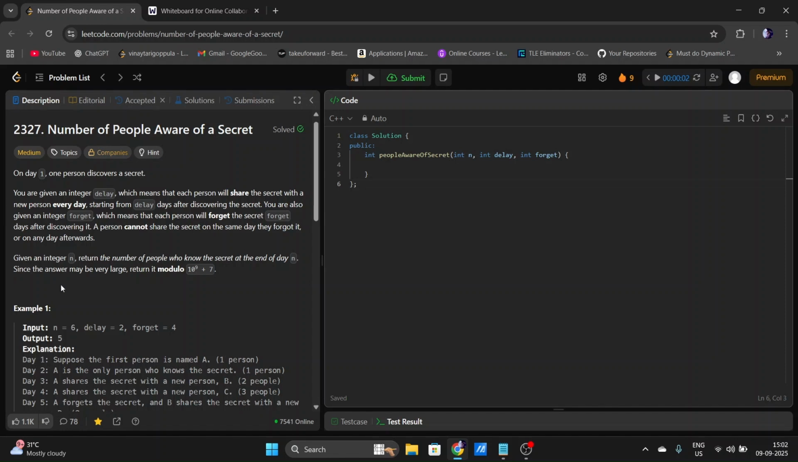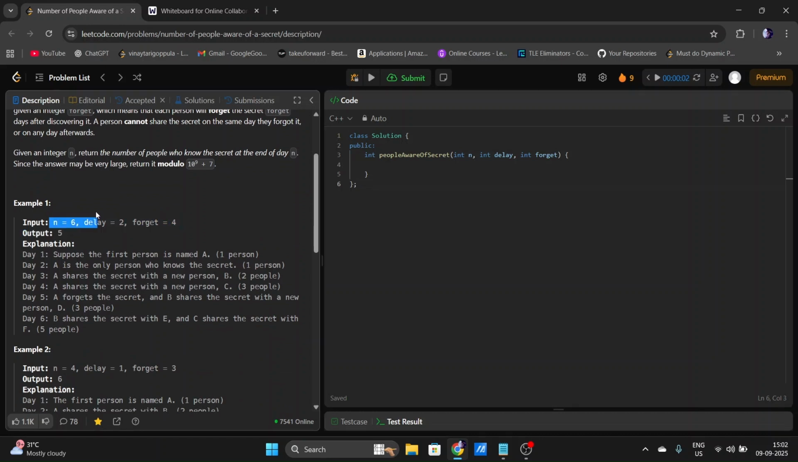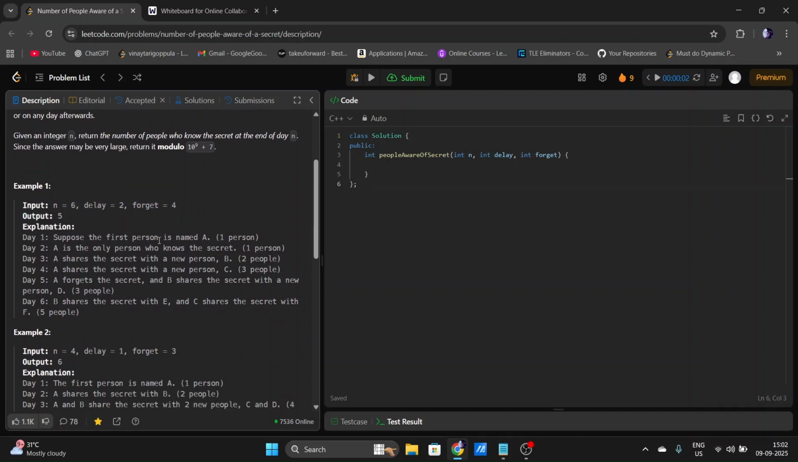As you can see here, n equals 6, delay equals 2, forget equals 4. On the first day, the first person, named A, will know about that secret. A is the only person who knows the secret on the second day. He can't share that secret with others because delay is 2. On day 3, A can share the secret, because after delay days he can share. So A shares the secret with a person B, which is now two people.